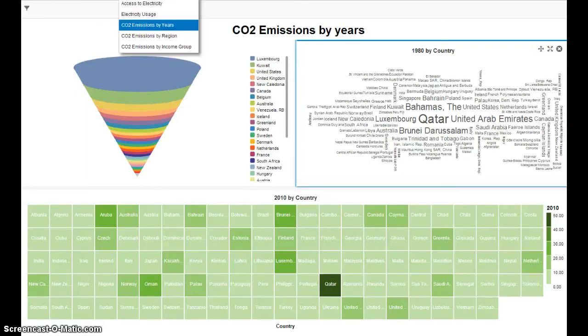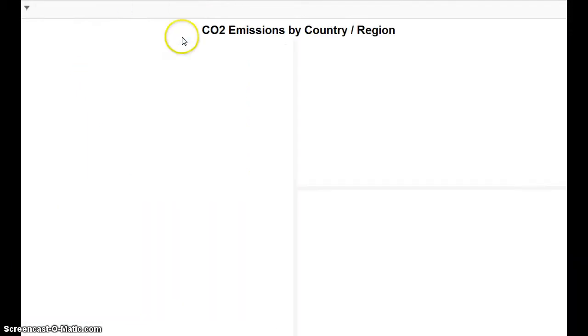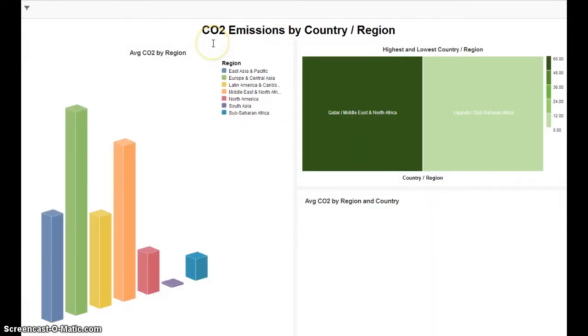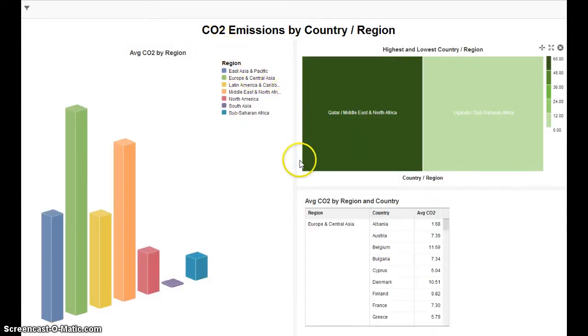Now let's take a look at our second storyboard, which focuses on CO2 emissions by country and region. Looking at the heat map, we can identify that the highest emitter is in the Middle East and North Africa, which is where Qatar is located. We can also see Sub-Saharan Africa, specifically Uganda, to be the lowest emitter. This is because Uganda's main exports, such as coffee, barely contribute to CO2 emissions.